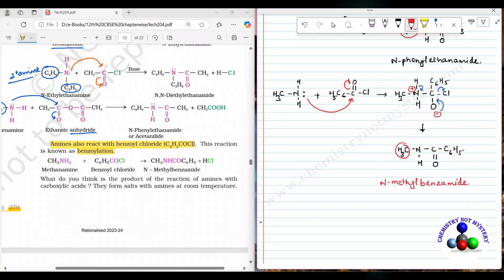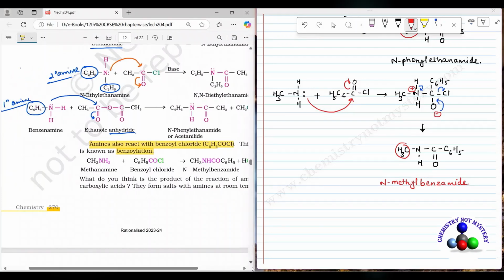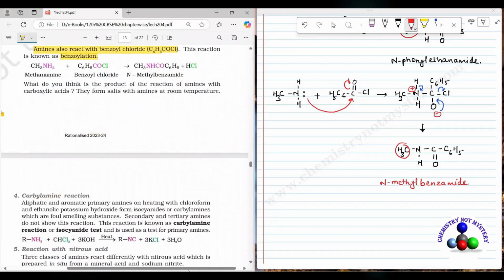So the name of the product will be N-methyl benzamide, and this reaction is benzoylation. Now let's read from the book. What do you think is the product of reaction of amines with carboxylic acid? They form salt with amine at room temperature. Amines are base and carboxylic acids are acid. So that's why they form salt with amines.